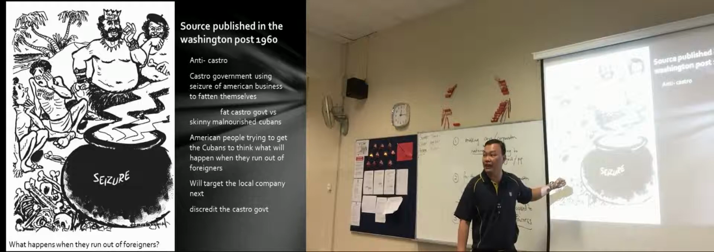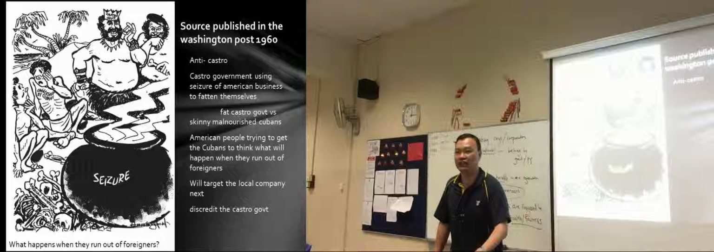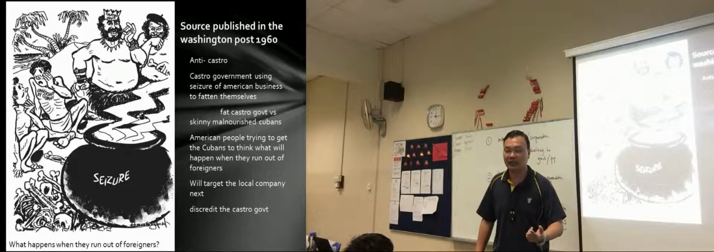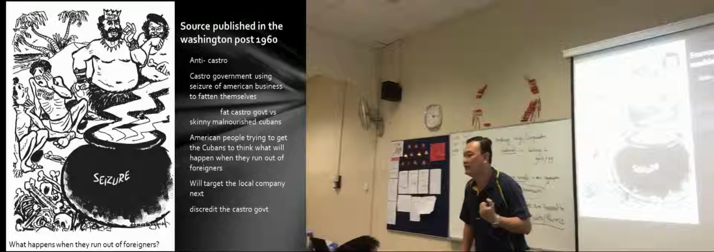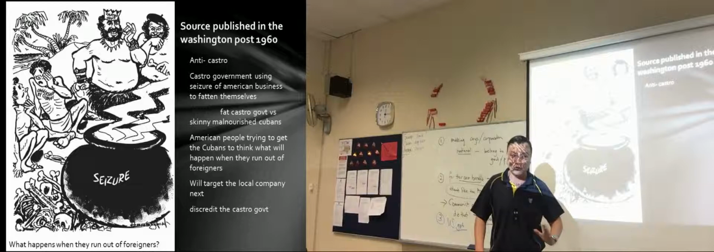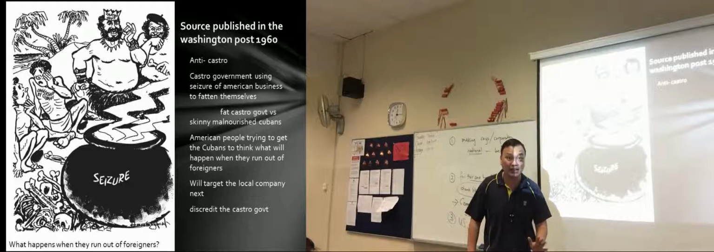Can you see that? So, what is the implication of it? What can you infer then about the Castro government? If you read this cartoon, you see this, what is happening? What is your impression of the Castro government? Corrupted. Good. Corrupted. No good. Correct? Bad government, no good. So very clearly, he is anti-Castro. Anti-Castro government, anti-Cuban government.